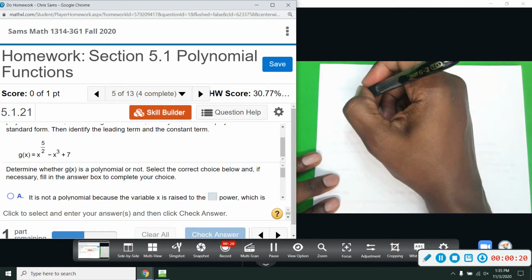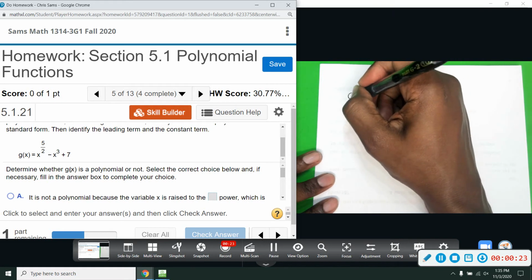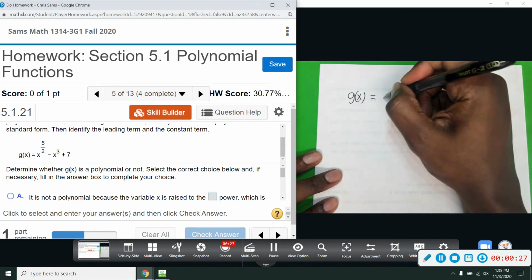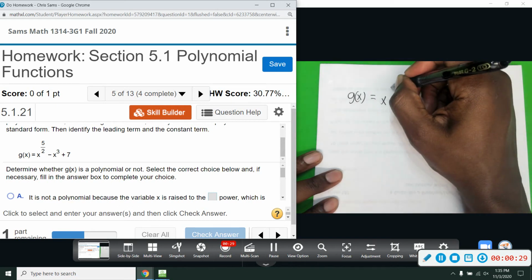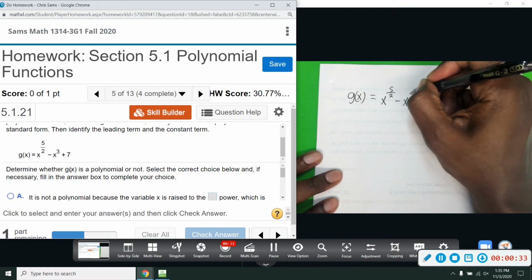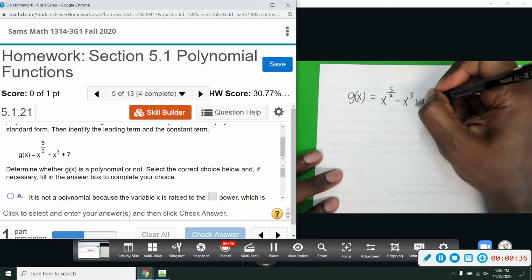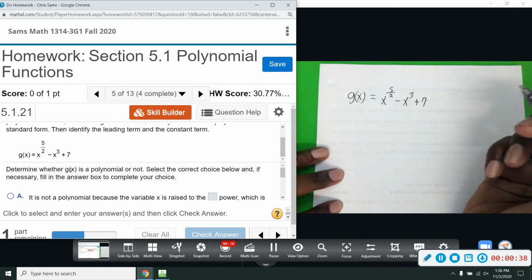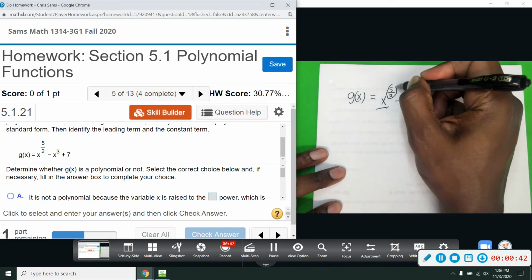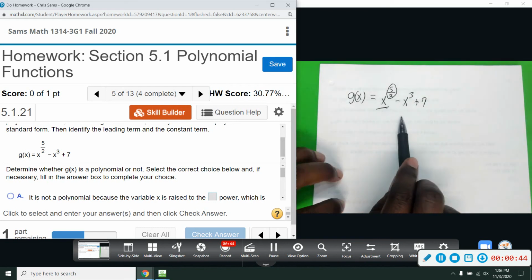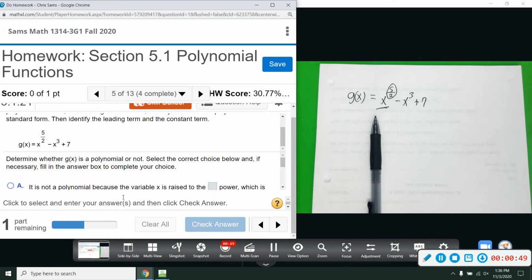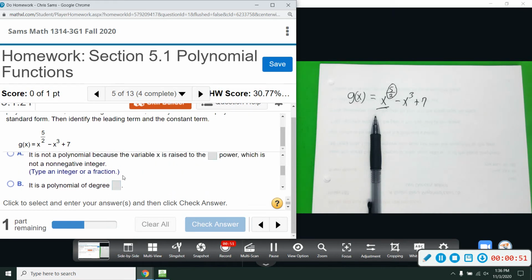we have g(x) is equal to x to the 5 halves power minus x to the 3rd plus 7. All right, so this is not a polynomial because of this rational exponent right here, this 5 over 2. Okay, that causes us a problem. So this is not a polynomial. That will end up with a square root function.